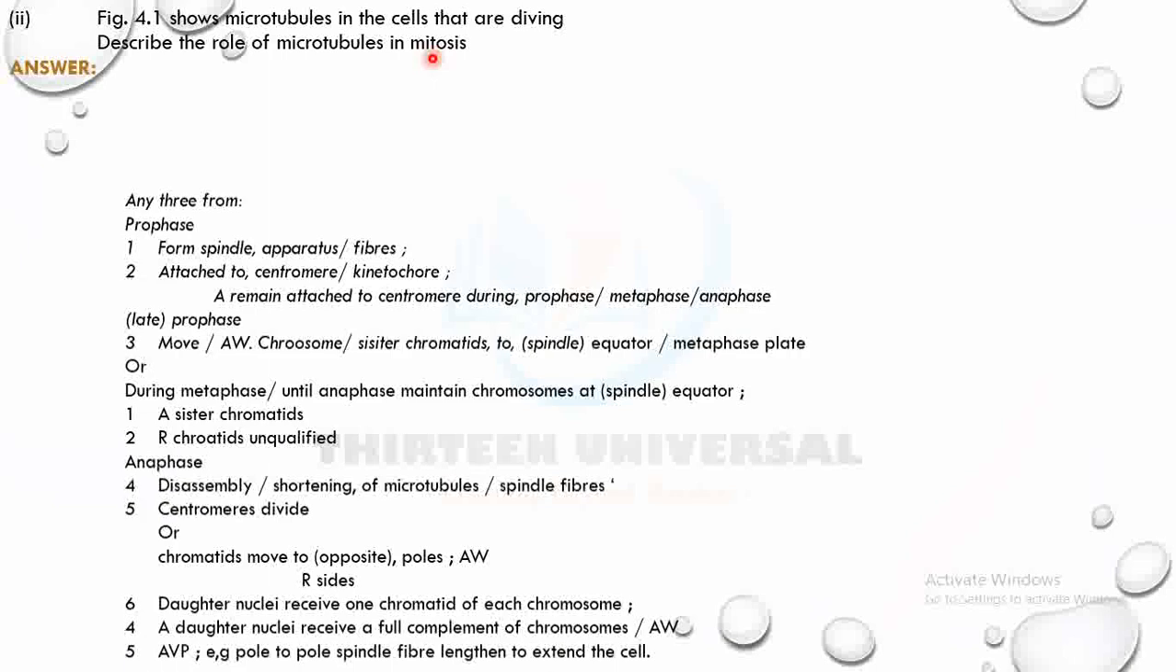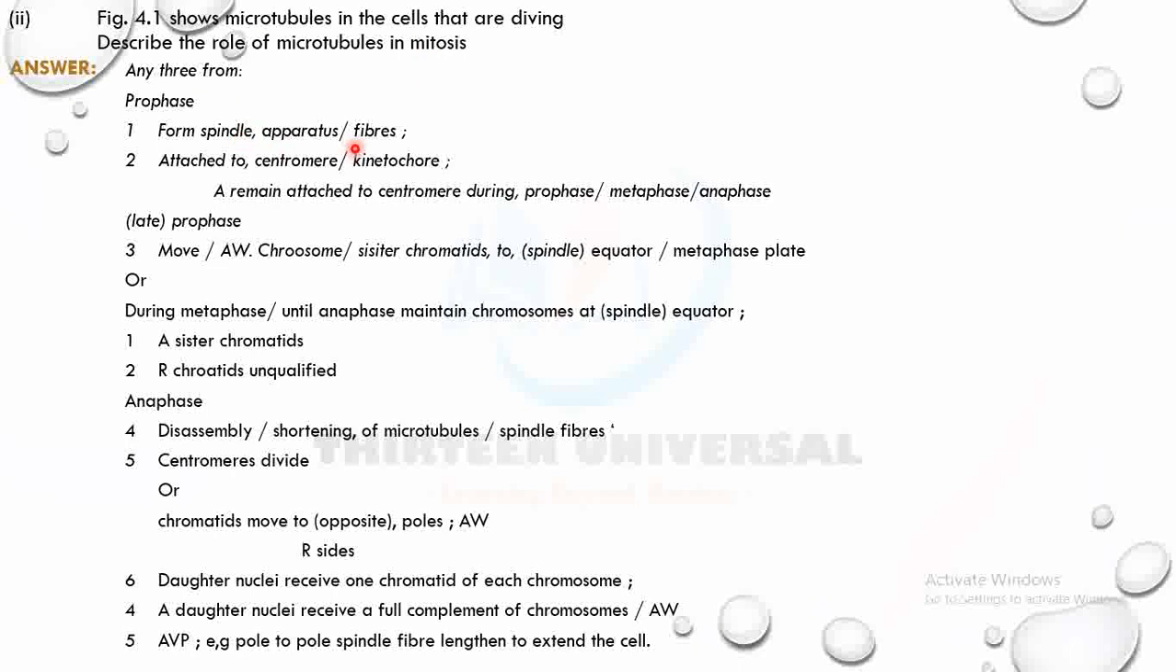Look at it, guys. They're always asking this question. They form the spindle apparatus. In late prophase, that's when they're fully formed. They attach to the sister chromatids, which align at the equator. In metaphase, they maintain the sister chromatids until anaphase. In anaphase they shorten and the centromere divides, and they help the chromatids move to opposite poles. So each daughter nucleus receives one chromatid of each chromosome, a full complement of chromosomes. The poles are lengthened to extend the cell, so it pushes the daughter nuclei apart in telophase.